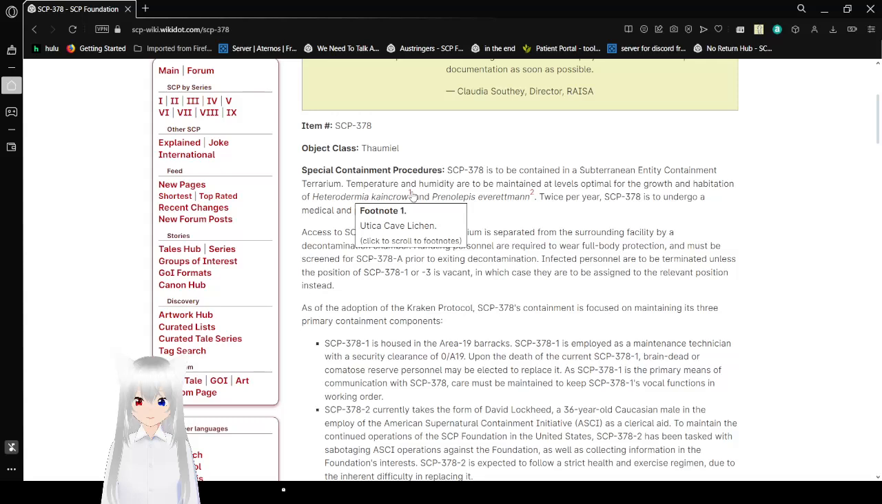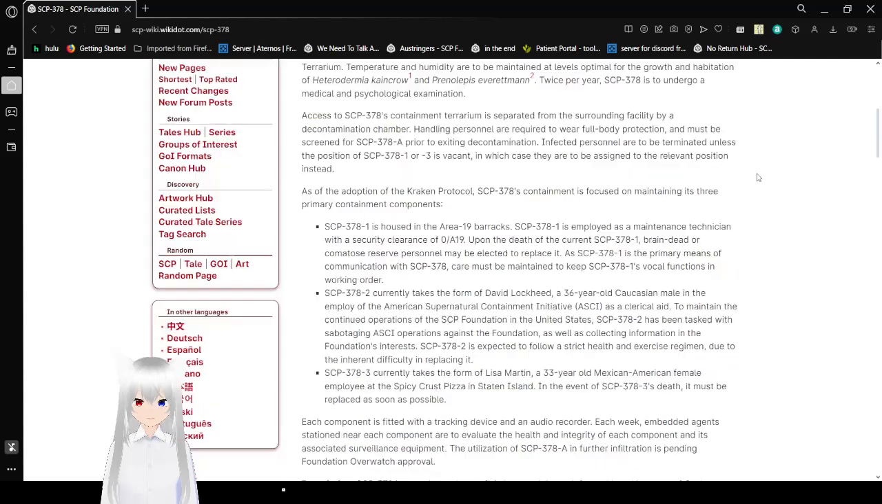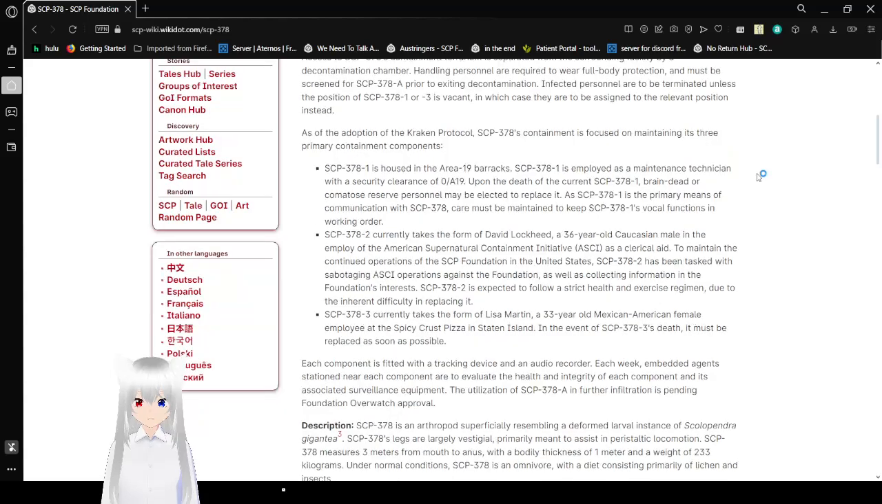Twice per year, SCP-378 is to undergo a medical and physical examination. Access to SCP-378's containment interarium is separated from the surrounding facility by a decontamination chamber. Handling personnel are required to wear full body protection and must be screened for SCP-378-A prior to exiting decontamination. Infected personnel are to be terminated unless the position of SCP-378-1-2-3 is vacant, in which case they are to be assigned to the relevant position instead. As of the adoption of the Kraken Protocol, SCP-378's containment is focused on maintaining its three primary containment components.